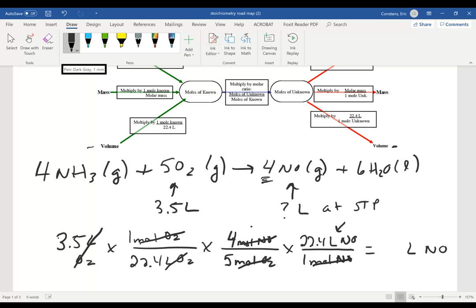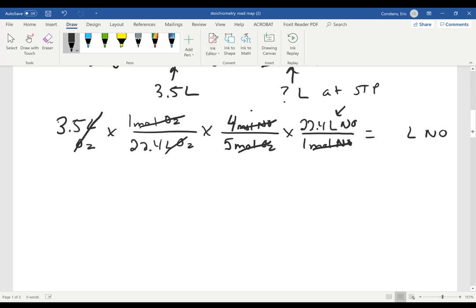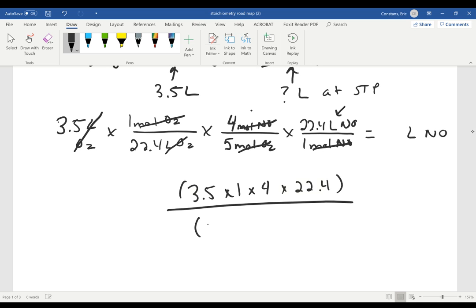So let me just make sure that we have this correct. So if I scroll down, we're going to be doing 3.5 times 1 times 4 times 22.4, and that's a lot of numbers. We want to put them in parentheses in our calculator. Then divide by, in parentheses, 22.4 times 5 times 1. You might notice that the 22.4's cancel. If you didn't, you still get the right answer. And you should get 2.8 liters of nitrogen monoxide, like that. So that's how you do a volume to volume stoichiometry problem for gases at standard temperature and pressure.